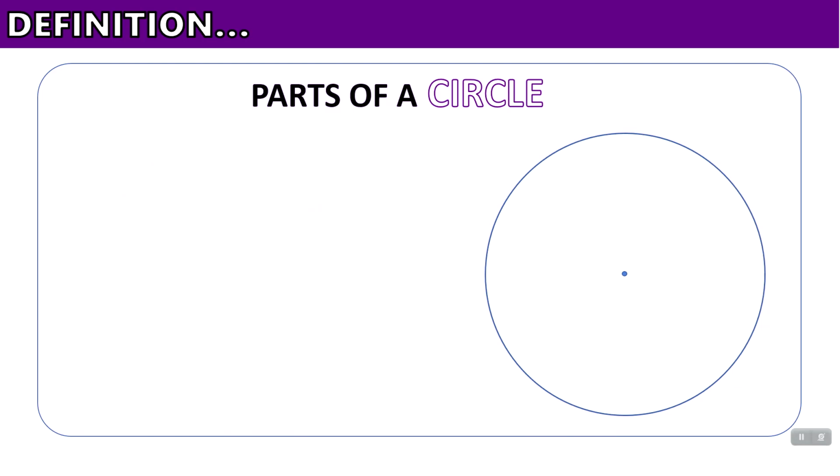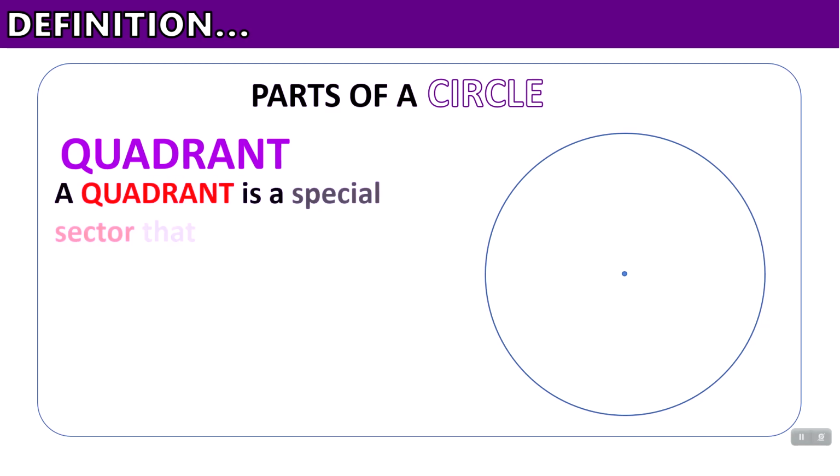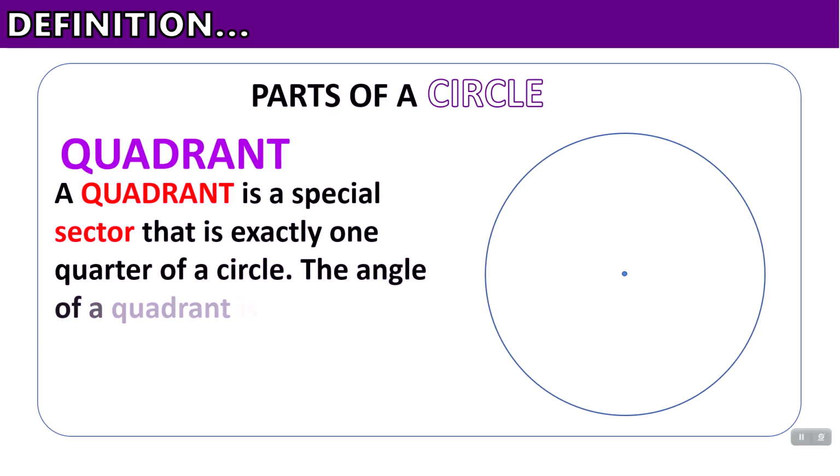And the last part of a circle we will look at is called a quadrant. You may have seen the letters QUAD before in the word quadrilateral, meaning 4. There are 4 quadrants in a circle. A quadrant is a special sector that is exactly 1/4 of a circle, and the angle of a quadrant is exactly 90 degrees. And so we know that a circle contains 360 degrees, and if we divide it by 4, we get 90 degrees. And so here's a quadrant.